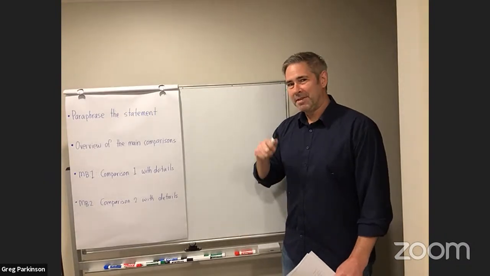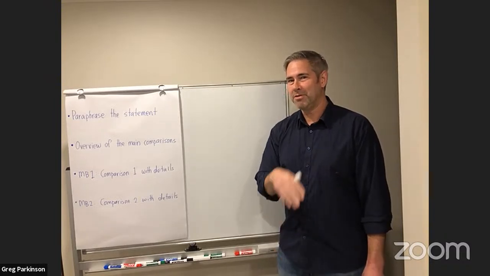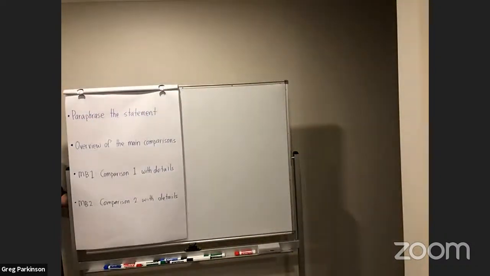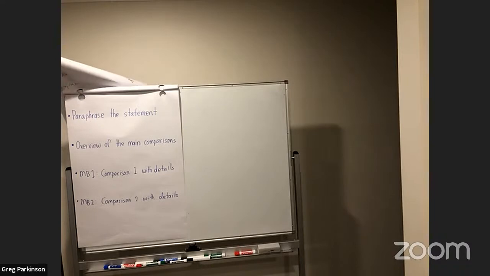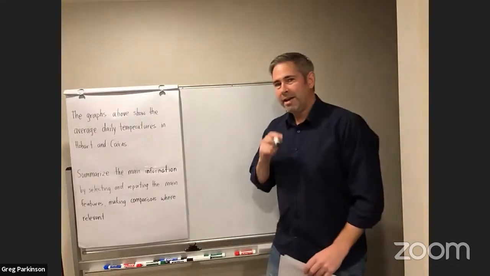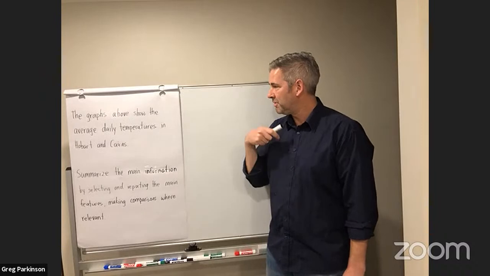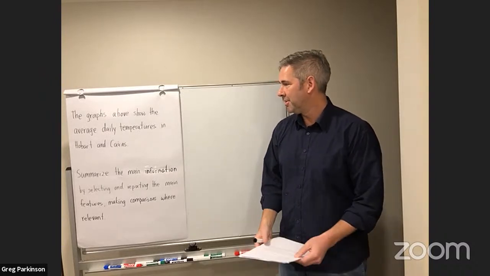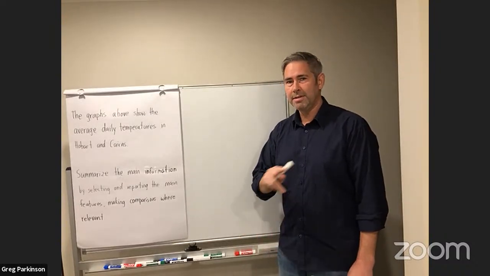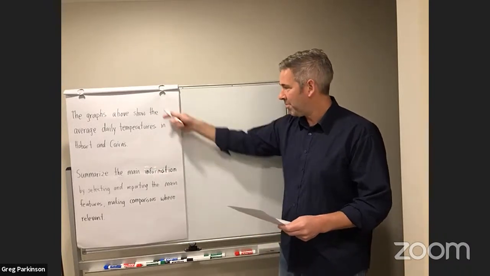Let's start with paraphrasing the statement. Hopefully you can see that there's a similarity straight away between writing task 2 and writing task 1. Now, when I say paraphrase the statement, this is what I mean, right? The graphs above show the average daily temperatures in Hobart and Cairns. If you don't know where Hobart and Cairns are, they are 2 cities, not major cities, but 2 cities in Australia. So I'm going to paraphrase these.